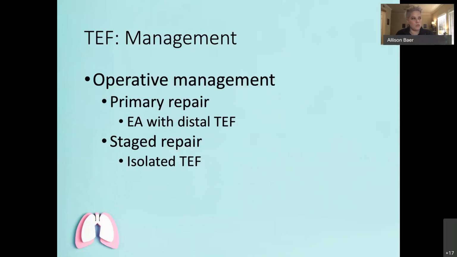So depending on where the fistulas are, that most common one can just be a primary repair where they take away the fistula and reconnect. But depending on some of the other weird ones, they might need to have a staged repair with multiple surgeries.